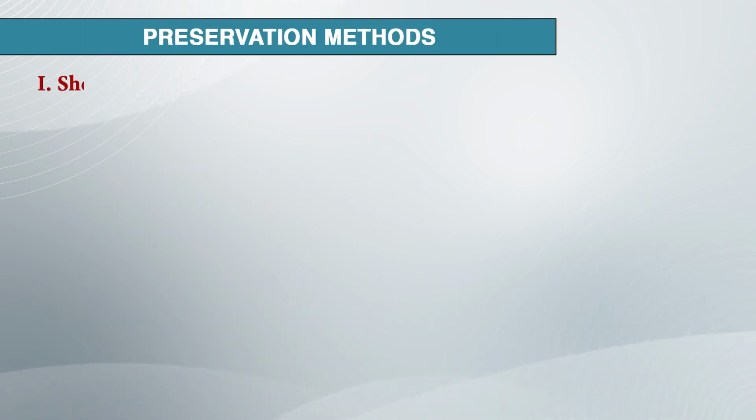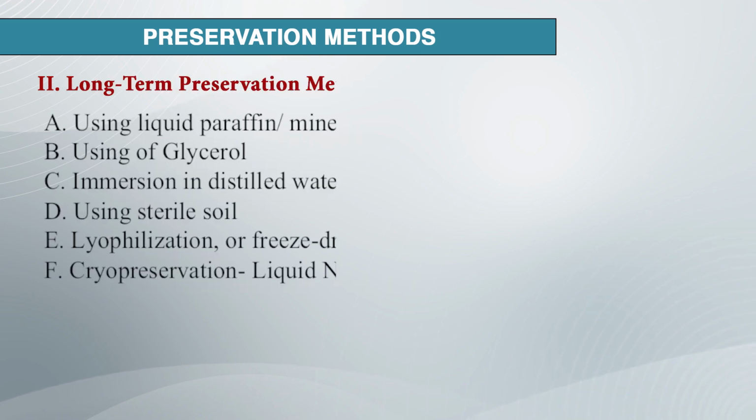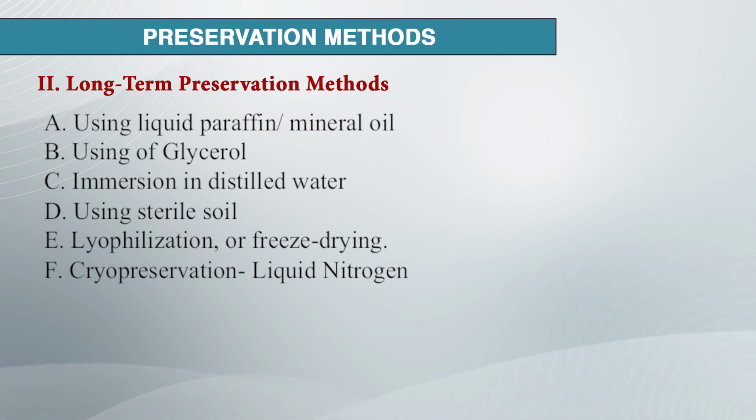Preservation method. There are two ways by which culture is kept preserved: short term preservation method and long term preservation method. Frequency of transfer, immersion in oil, freezing at -20°C temperature, drying and storage in distilled water are the short term preservation methods, whereas using liquid paraffin and mineral oil, using glycerol, immersion in distilled water, using sterile soil, lyophilization and cryopreservation are long term preservation methods.